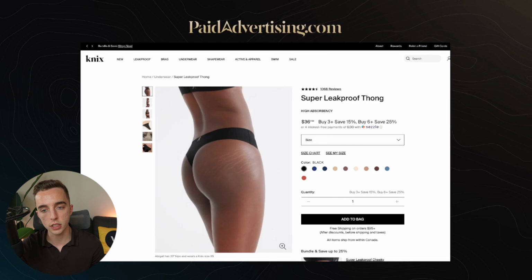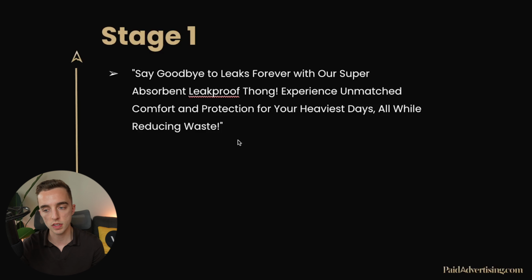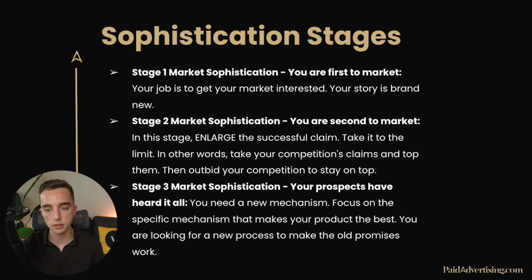So how would it look different based on these stages of market sophistication? Well, let's build a headline or hook based on these different market sophistication stages. Keep in mind, just like last video, I'm not going into the desires here. I'm not really picking out the same desire across the board. It is going to be different desires right here, but you're going to get the gist of it. So stage one, you're first to market. Your job is to get the market interested. Your story is brand new.